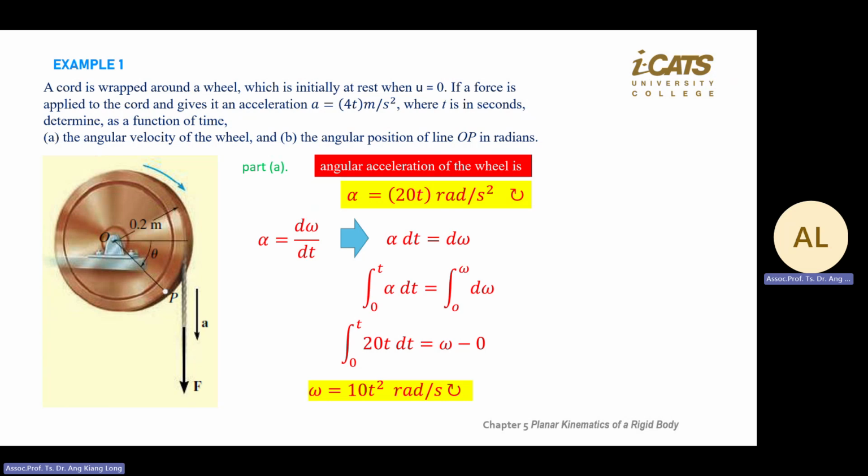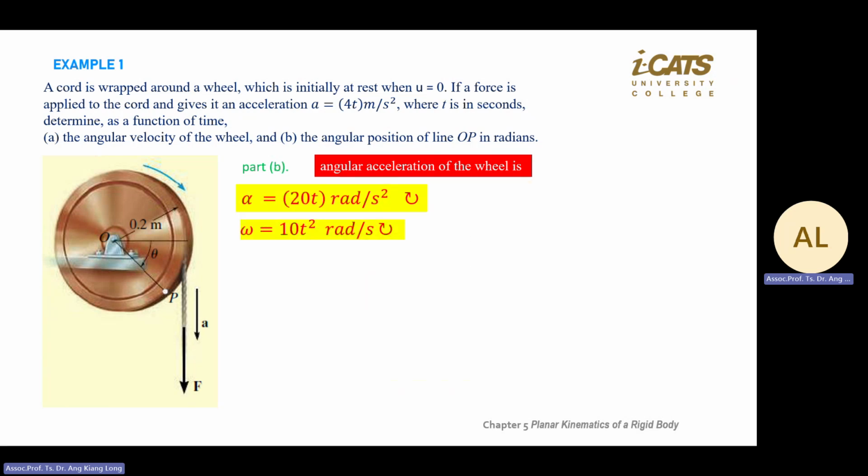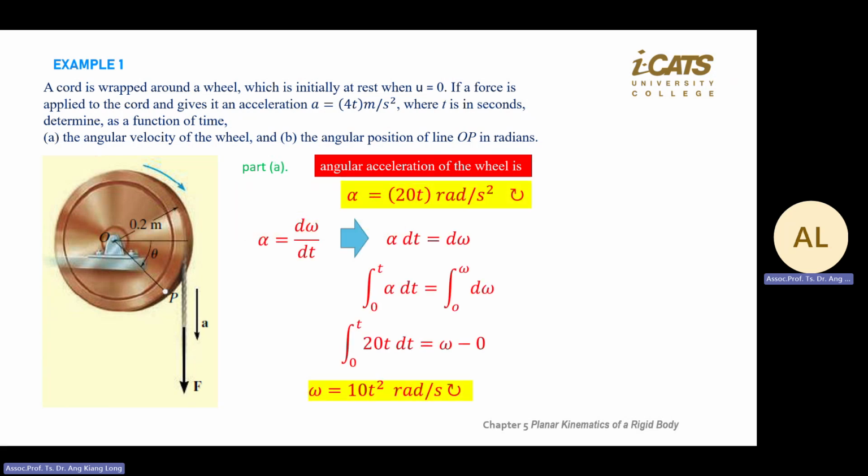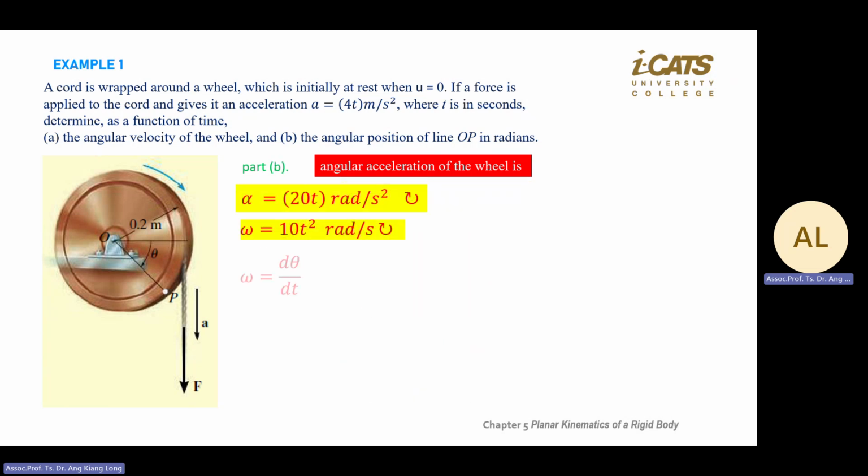Okay, so this is the first question. So you have alpha and omega already. Then, because you need to know the angular position, theta, recall the definition of omega. Omega equal to d theta/dt. Do the same. You need to find theta. So for this differential equation, move dt to the left, do integration again.